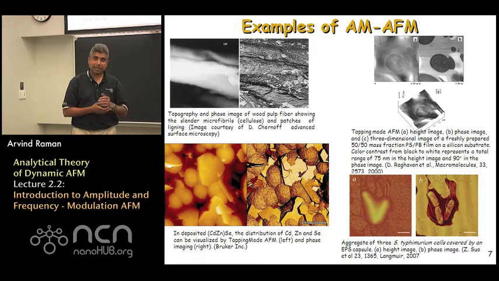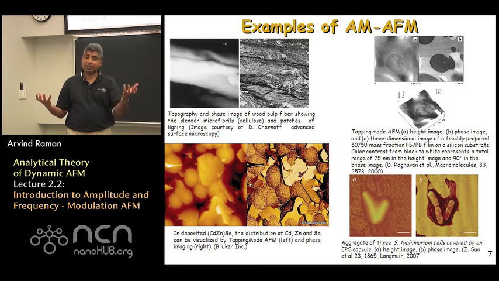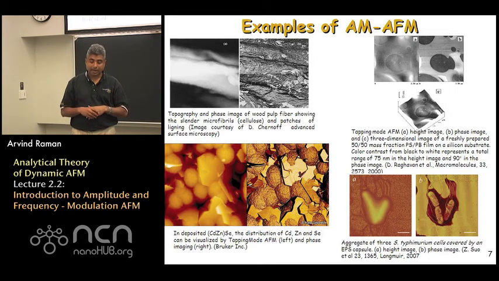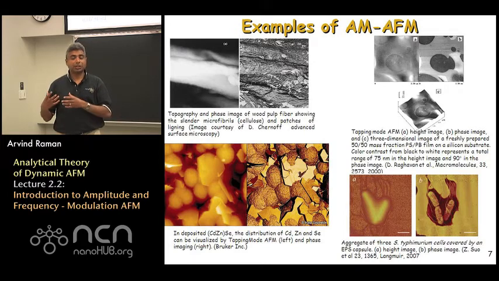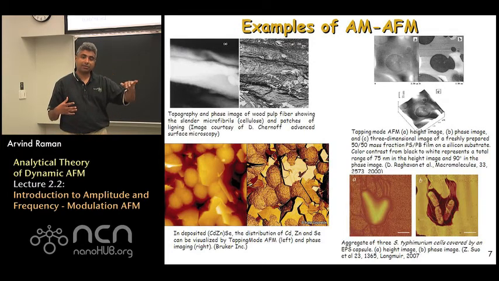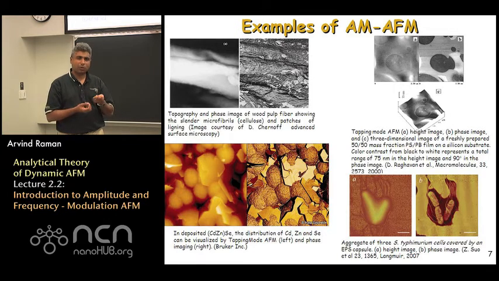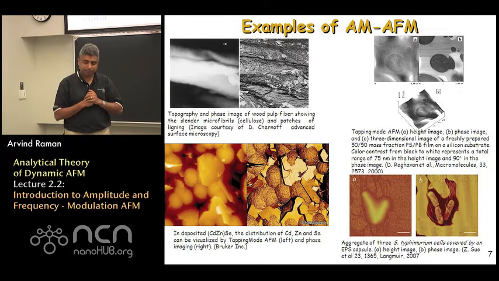On the bottom left, again, is another example of a topography and phase contrast image of a cadmium, zinc, selenium semiconductor system that again shows that topography tells us the roughness of the object, but the phase tells us different information, more about the differences in forces between the tip and the sample as you scan over the sample.